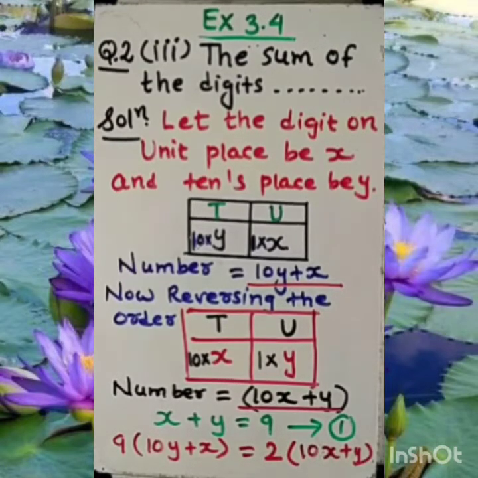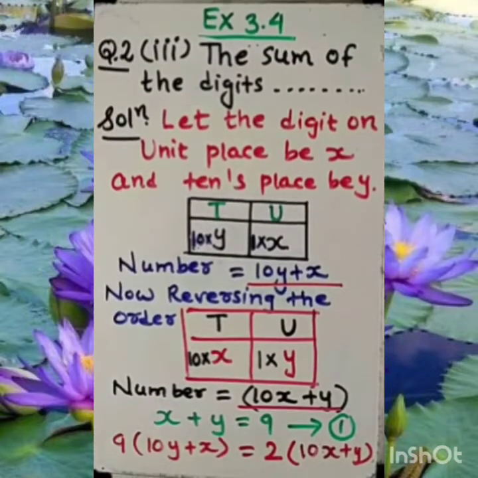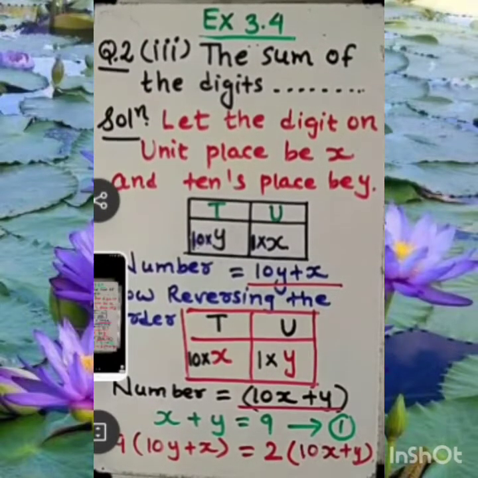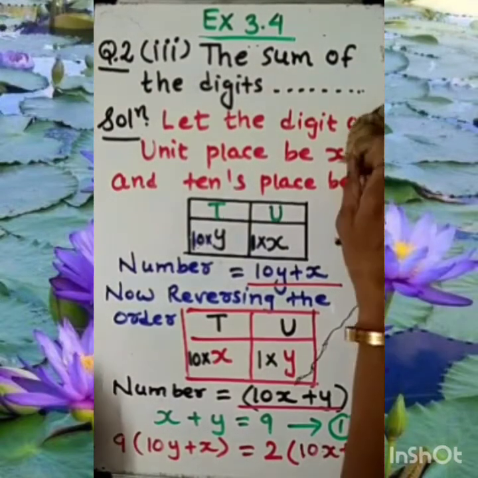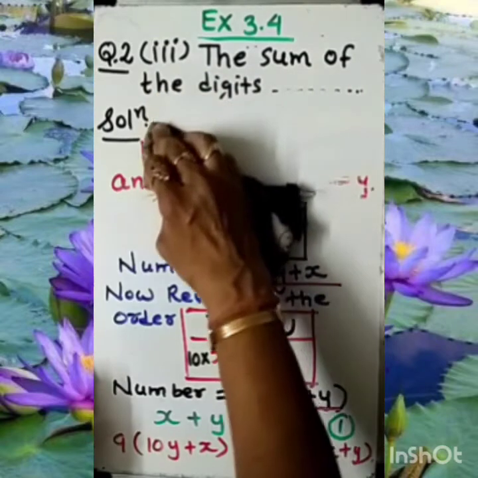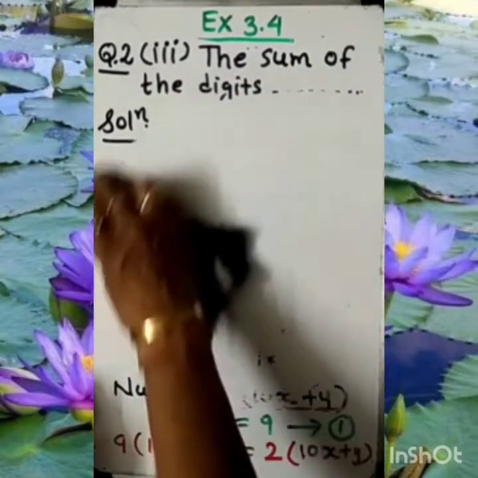I hope it's clear up to here. Let's work out the solution part now. Okay, let's simplify this. The multiplication will become this way. We are starting from there only again. So let's see how to solve further.